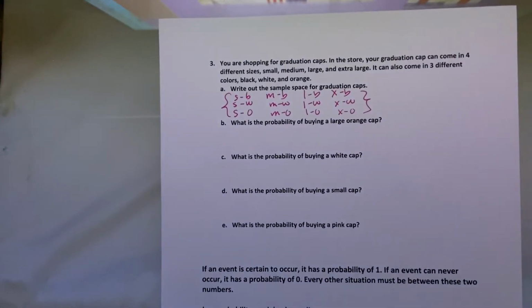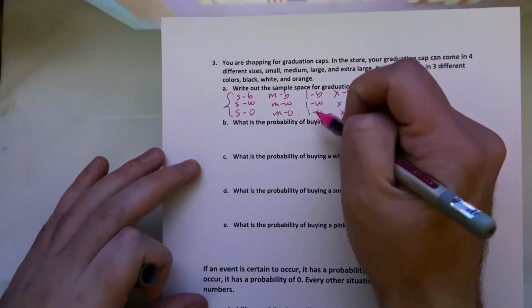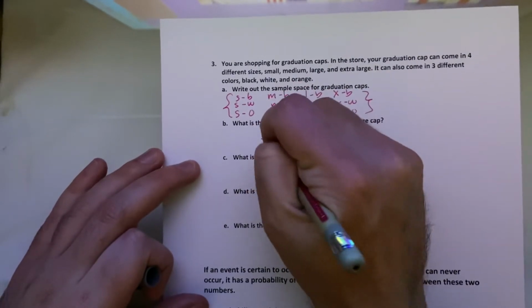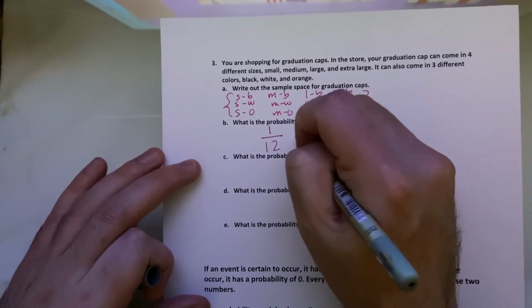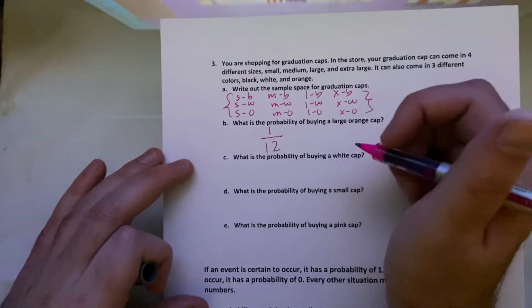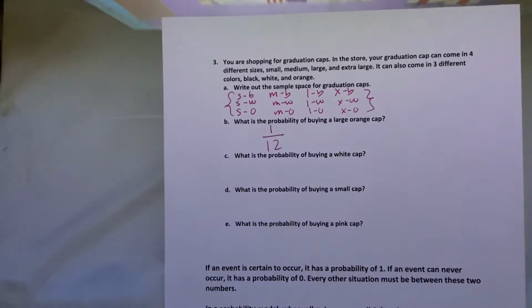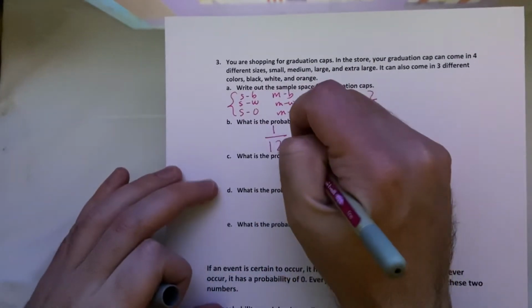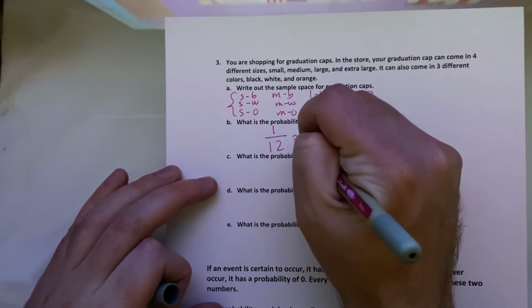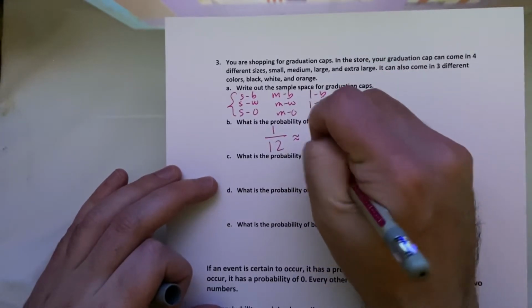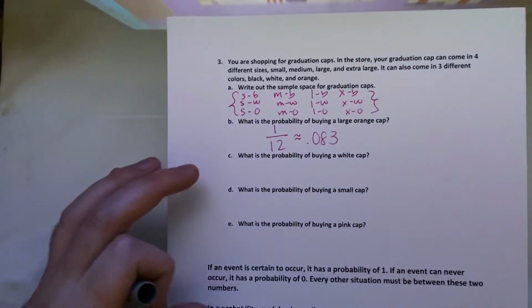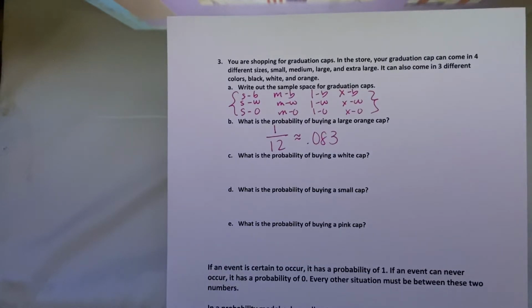What is the probability of buying a large orange cap? Well, how many things are large orange caps in our original list? Just the one large orange out of 12 total. And you can turn this probability into a decimal or leave it as a fraction. It really is going to depend on the problem. I don't care which one you do on the test. There's a 1 out of 12 chance. If you turn it into a decimal, I believe this is 0.083 repeating.